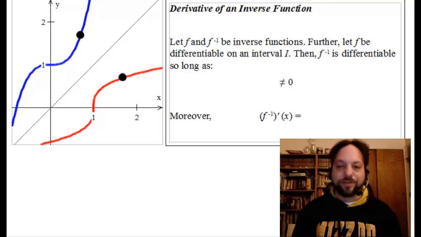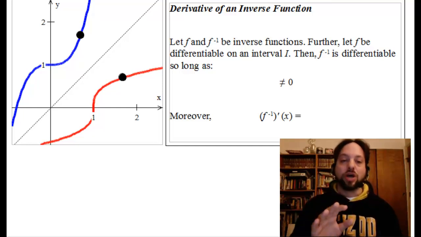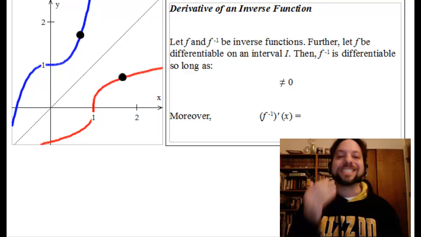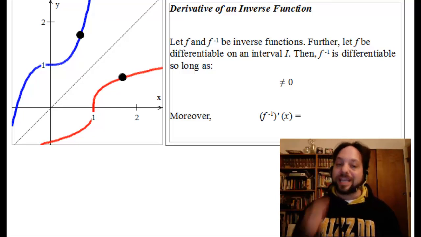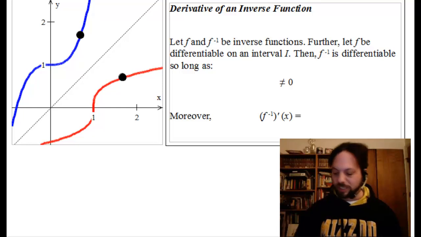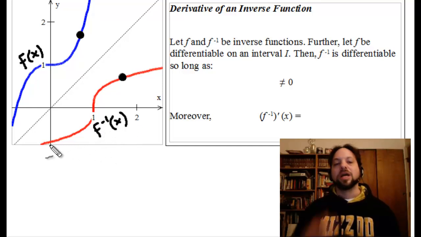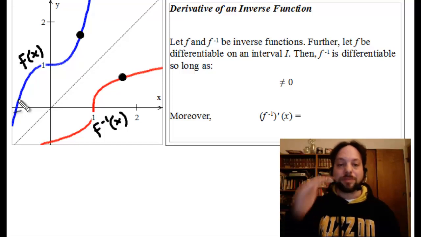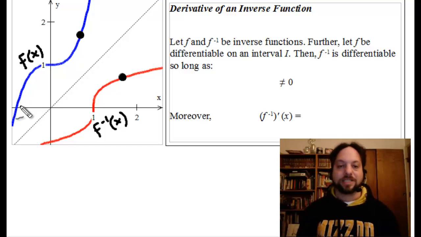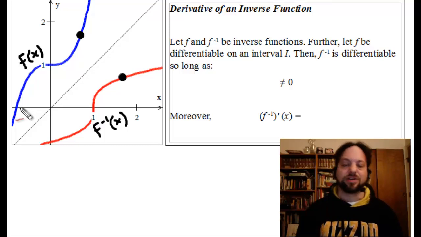When concerning the derivative of an inverse function, it's important to note that the derivative may not always exist for the inverse function, even if the original function passed the horizontal line test. As an example, take a look at the graph I have drawn here. The blue represents the original function, while the red represents its inverse. Now, clearly the blue, the original function, does pass the horizontal line test, but does that mean that its inverse is always differentiable?